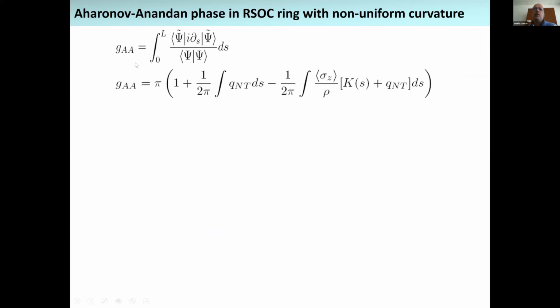You can determine the Aharonov-Anandan phase, and you can express it in an elegant way in terms of the characteristics of the spin textures. What does it mean? You can express the Aharonov-Anandan phase and the dynamical phase in terms of the out-of-plane spin component of your eigenstate, depending on the position, the curvature, and the winding of the N and T components around the out-of-plane direction.